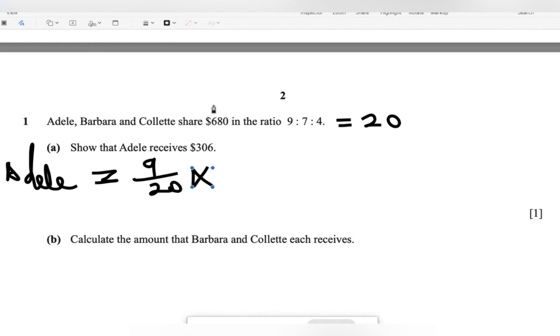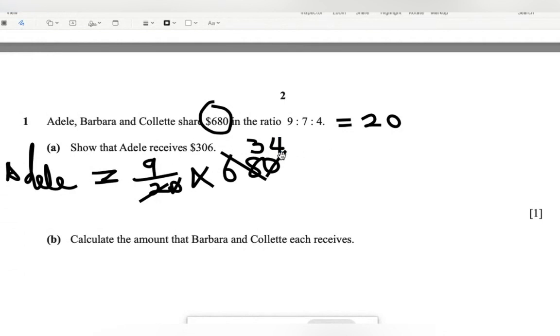And that total money is $680. So that's the money they've asked them to share. So we're going to multiply by $680. So when we do that, what do we get? If you don't know, you can just break it down. This 0 can cancel this 0. And then 2 can divide into 680. 2 goes here, we get 34. So we can now simply say 9 times 34. What do you get?